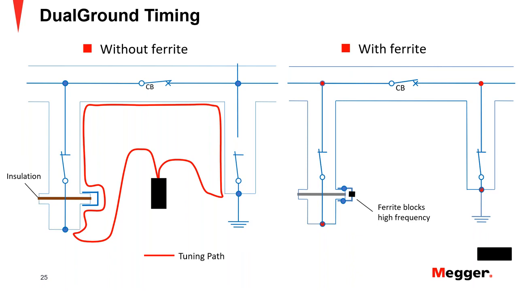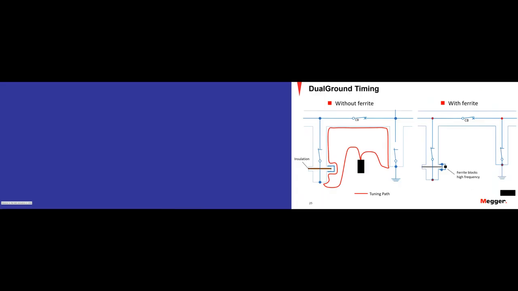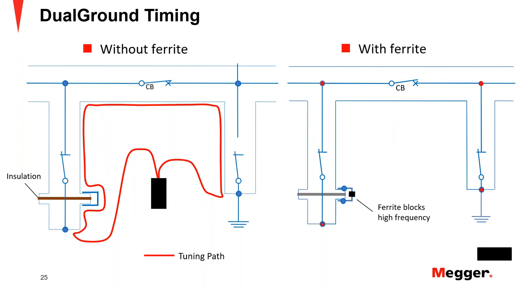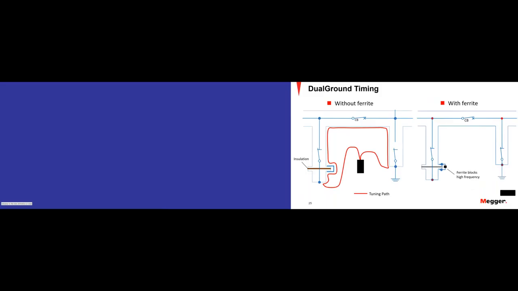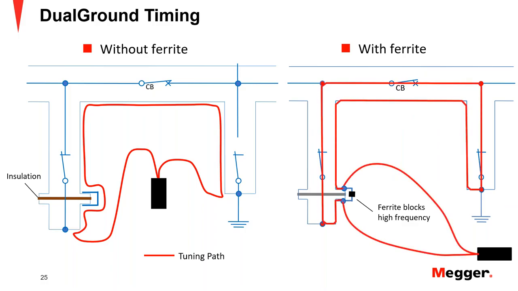If you tune it without the ferrite, our signal will travel primarily through the ground path, which is, again, not the ideal scenario. We won't be able to test. So that's why we install those ferrites. They will act as a filter. They will block the high frequency signal we are using for the test, and it will force that signal to travel across our circuit breaker path, which of course is the element that we want to test.